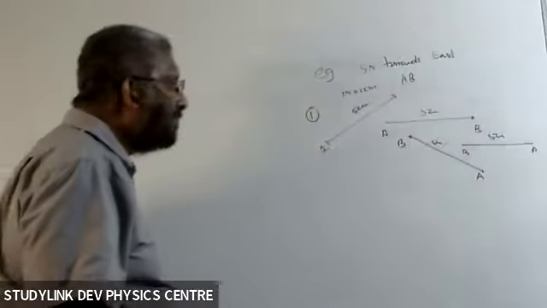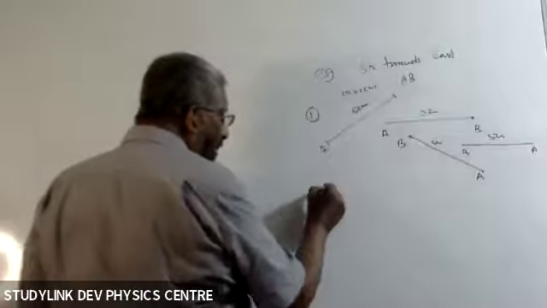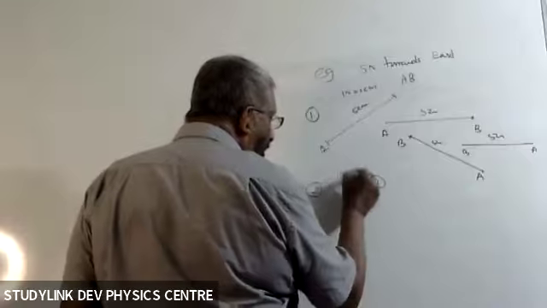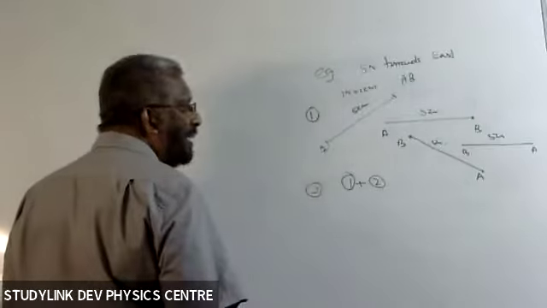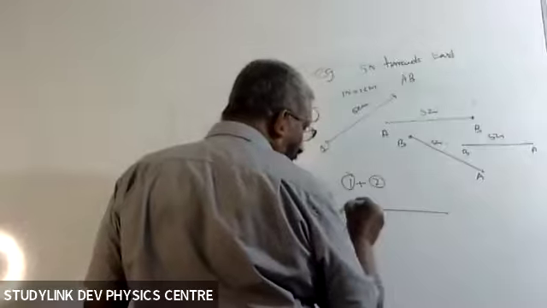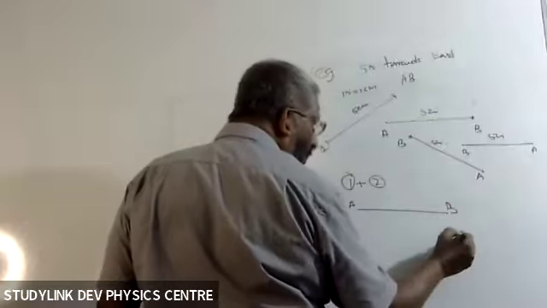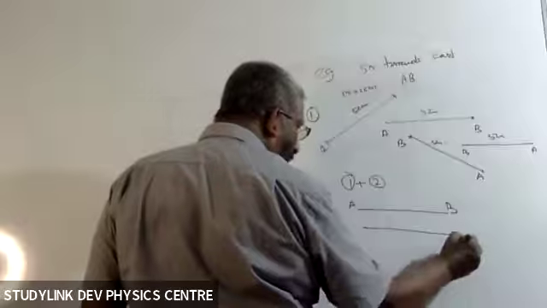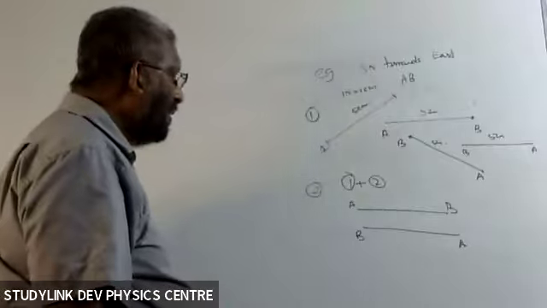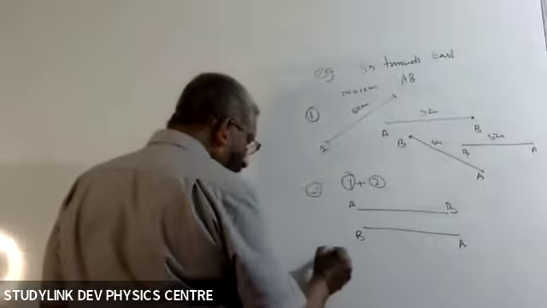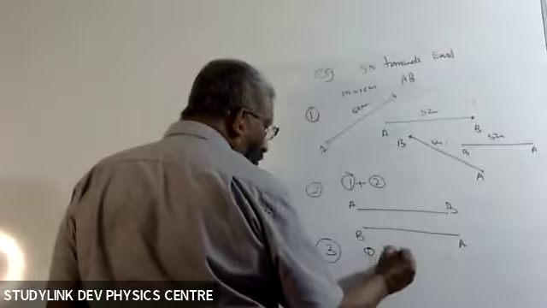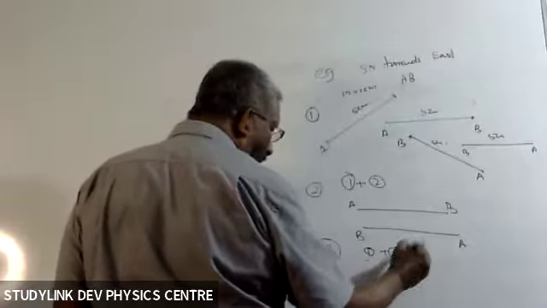Then the second one: 1 plus 2, both are considered, the direction and magnitude. It should be either AB or the opposite one, BA. Then the third one: 1 plus 2 plus 3, all are satisfied.